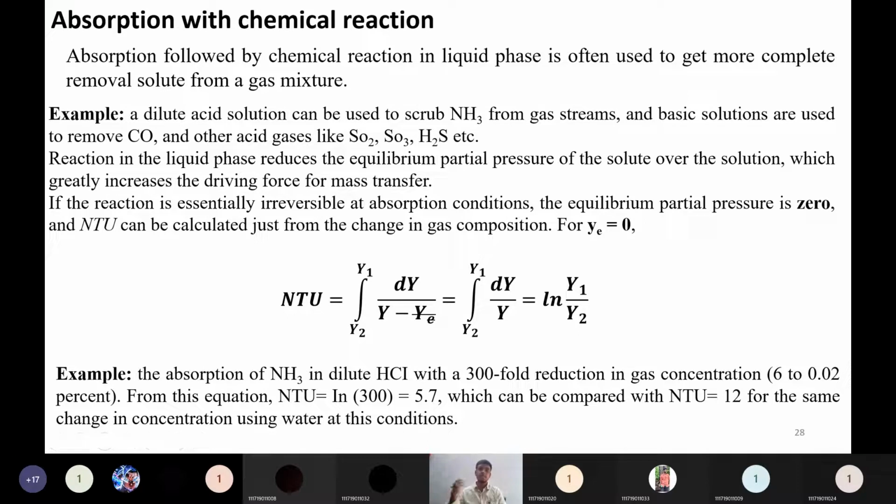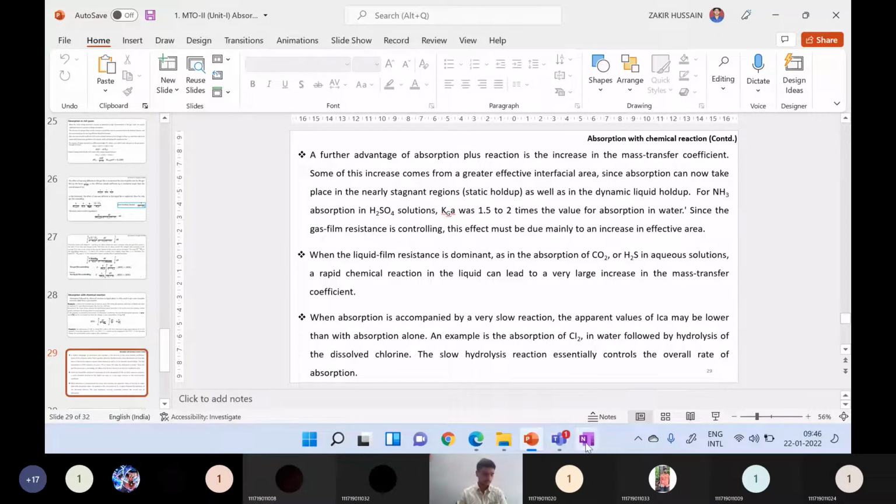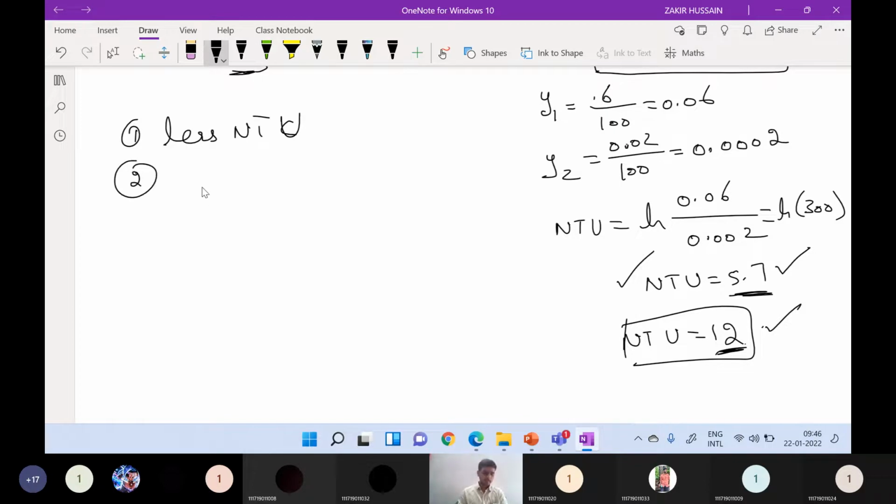Under the same conditions, if you change the solvent from dilute HCl to water, then it is physical absorption. That's why the number of transfer units required will be very high, and the efficiency will be very low. Further, there are more advantages of absorption with chemical reaction. What are the advantages? Less NTU is one advantage, and the second advantage is increased mass transfer coefficient.